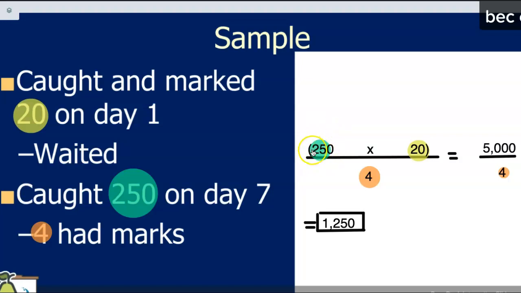Now, out of these, how many were marked? Well, we said 4 of these 250 had a mark. So it becomes 20 times 250 divided by 4. So if you multiply these two, it's 5,000 divided by 4 should give you a number of 1,250. Just another way to do it.